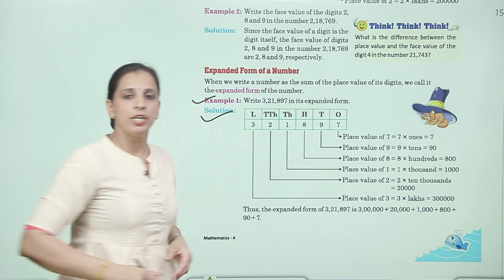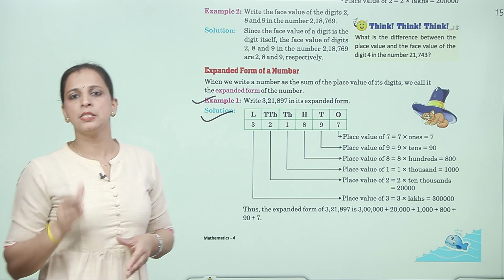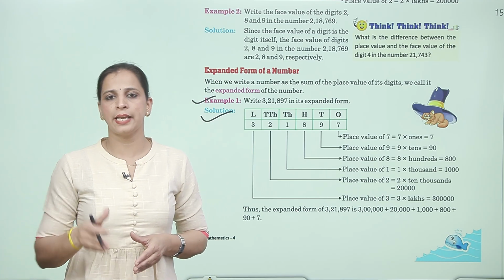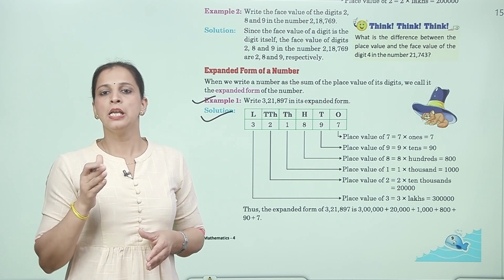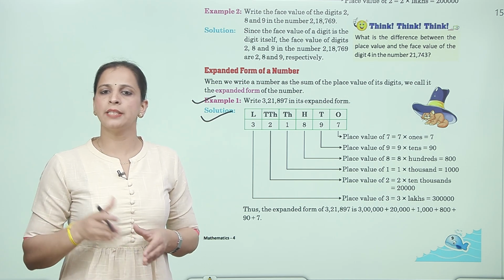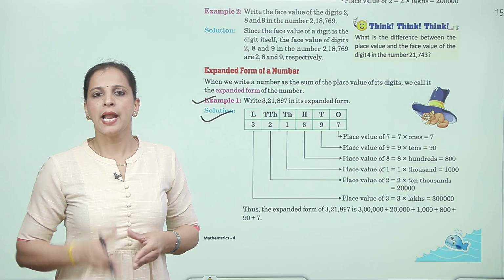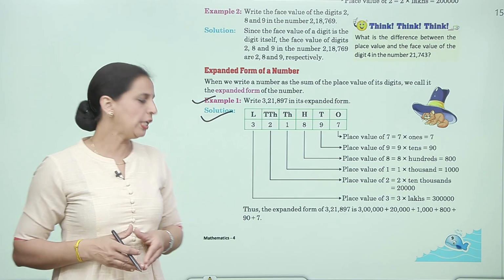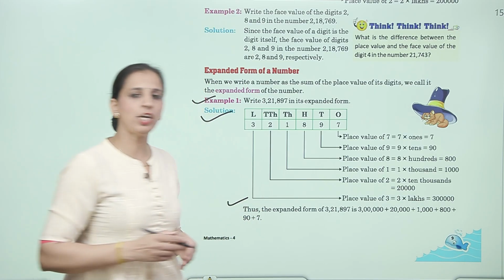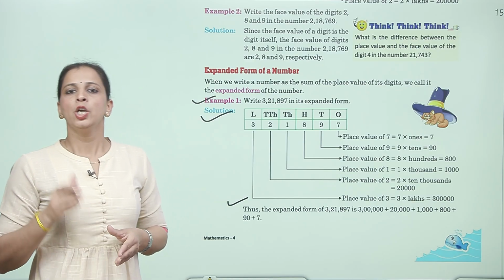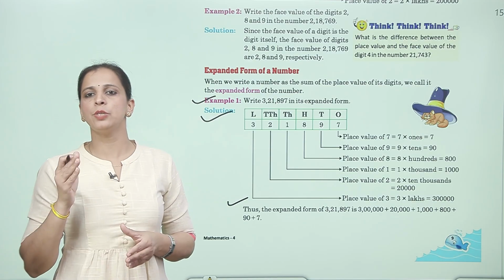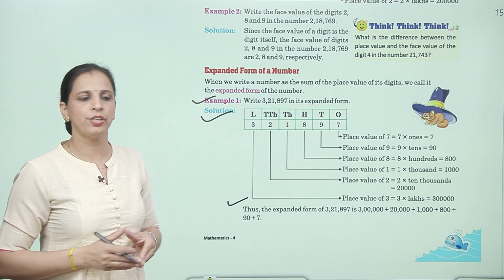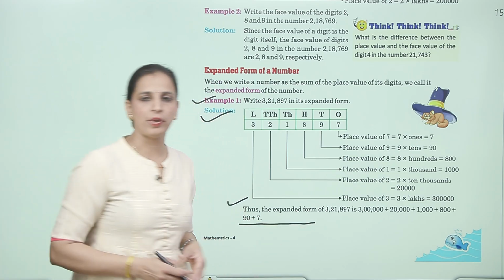Now, solution. Place value of 7 is 7 ones, place value of 9 is 9 tens, 90, place value of 8 is 800, place value of 1 is 1000, place value of 2 is 2 ten-thousands, that is 20,000, and place value of 3 is 3 lakh. Thus, the expanded form of 3,21,897 is 3 lakh plus 20,000 plus 1000 plus 800 plus 90 plus 7.